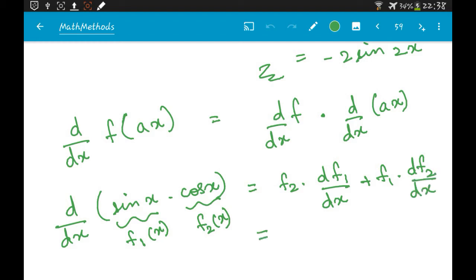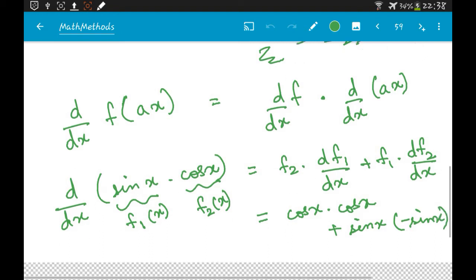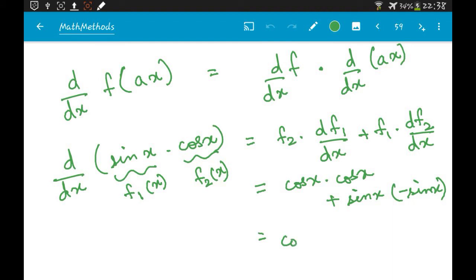So here you will have f2, which is cos x, into cos x, because d by dx of sin x is cos x, plus sin x into minus sin x. So this is your answer. So you would get cos square x minus sin square x. So this is your differentiation.